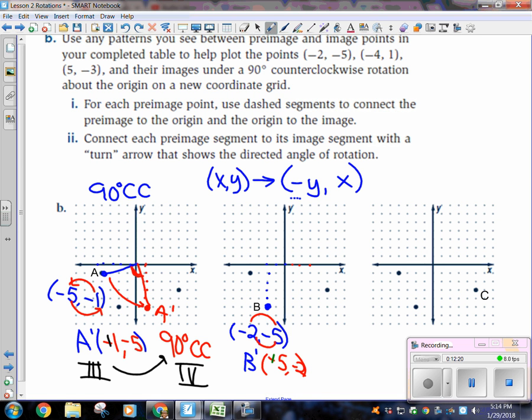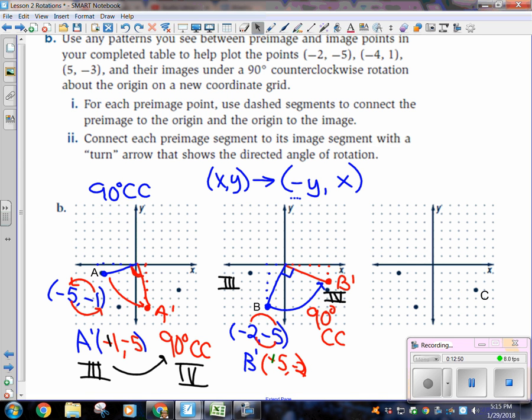+5, 1, 2, 3, 4, 5. -2, down 1, down 2. That should be the point B prime. Again, if you connect it back to the origin, it should be a little easier to see that yes, it did rotate 90 degrees counterclockwise. All right, and this one did go from quadrant number 3 to quadrant number 4. It did change quadrants when you go 90 degrees.